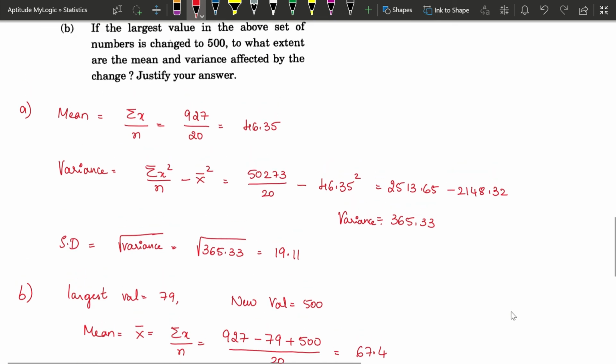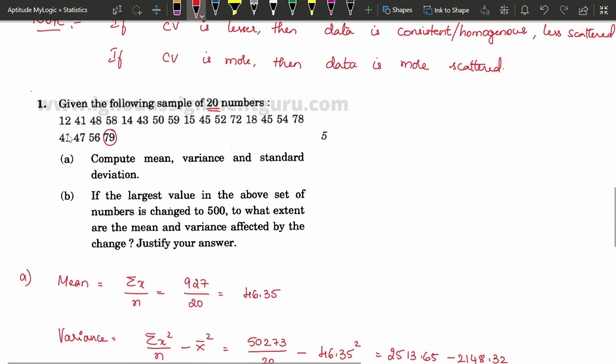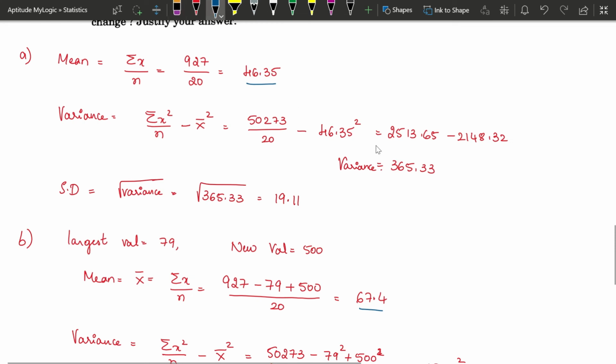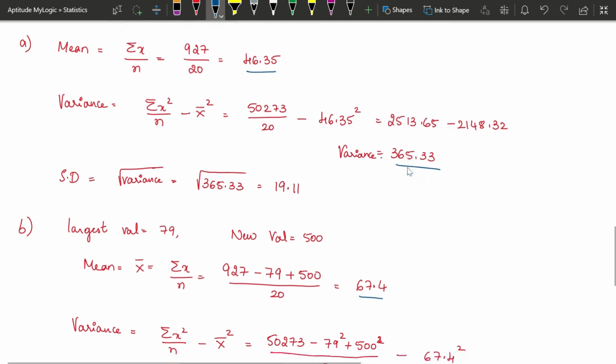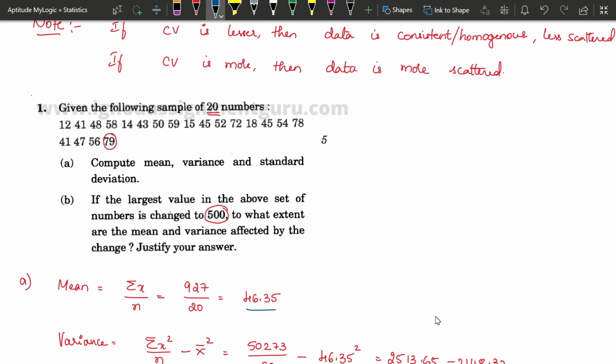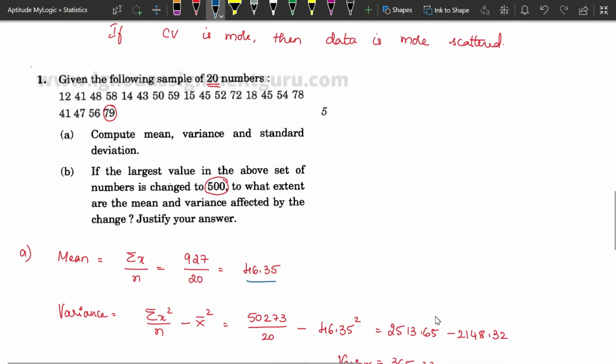So variance and mean increase a lot. It is because all the values are 2-digit numbers and are very small values, whereas the number that we are replacing is 500, which is a very, very high value compared to all this. Because of this high value, mean is also increasing. Earlier it was 46.35, now it is becoming 67.4. Variance is also increasing to a great extent because it is 365.33 earlier and now it is 10158.84. So this is a solution for ungrouped data.